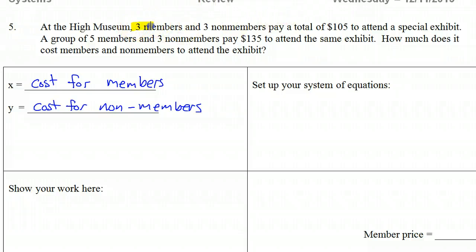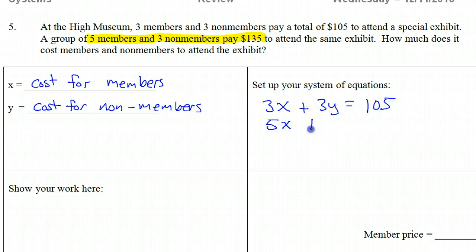Now, writing the equations is really easy for a problem like this because the equations almost write themselves. Using the variables we just decided on, it says 3 members, so that's 3x, and 3 non-members, so that'd be 3y, pay a total of $105. So there you go. That's one equation. How easy would it be to write a second equation from this in the same way? See if you can guess what it will be. If you were thinking 5x plus 3y equals 135, then we're thinking the same thing.